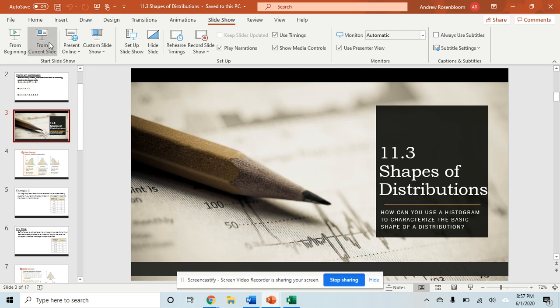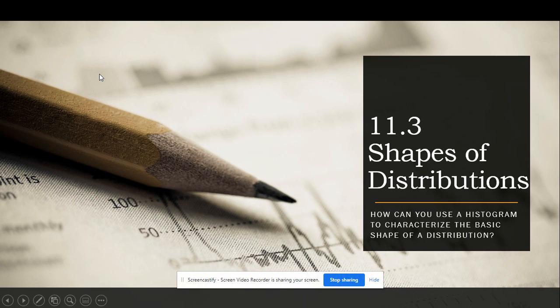Hi guys, we're almost at the end here. Section 11.3, which is shapes of distributions. So here we go.